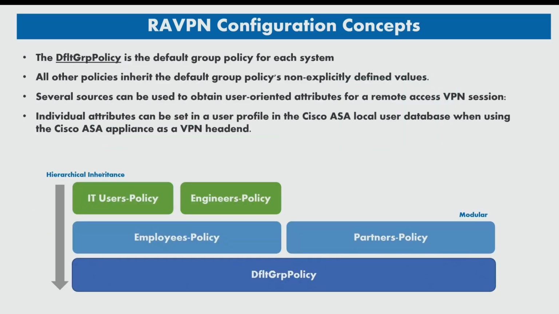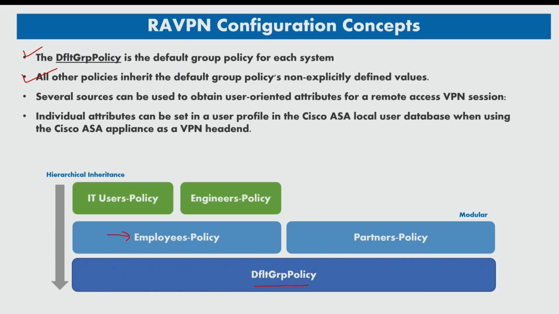If you look at this figure, it shows you an example of modularity and inheritance of group policy. This one, the DFLT group policy, is the default group policy for each system. All other policies inherit the default group policy's non-explicitly defined values. This allows all users and user groups to share common settings within a single configuration object.